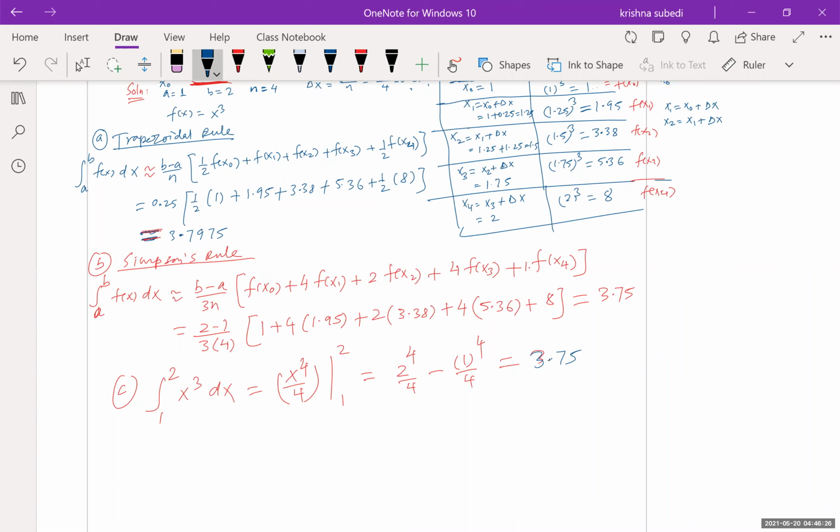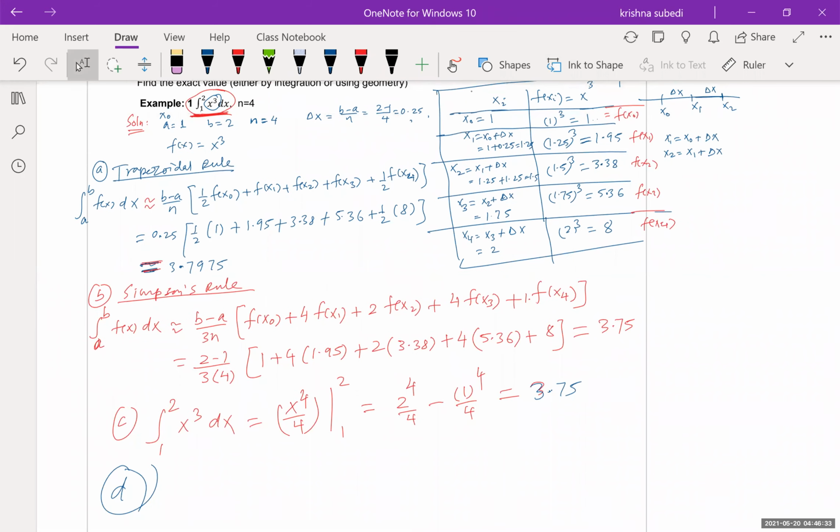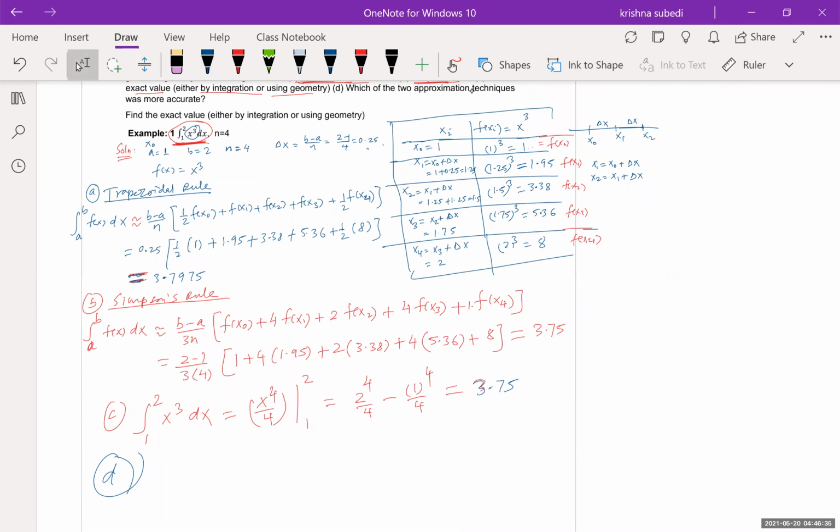Okay. Now part D. Which of the methods, trapezoid rule or Simpson's rule, gives the better approximation? You can compare the results, right? So you see trapezoid is this and Simpson's rule is this, 3.75. The exact value is also this. So that means in this case, Simpson's rule gives the better approximation.